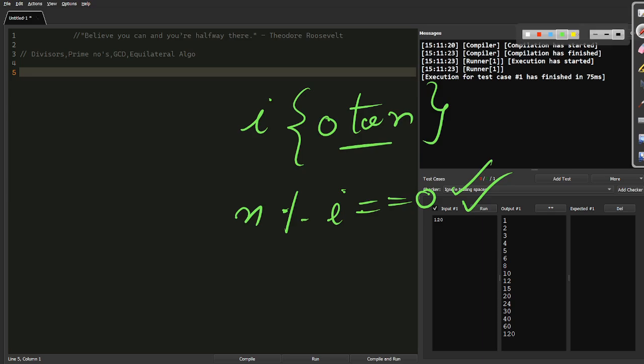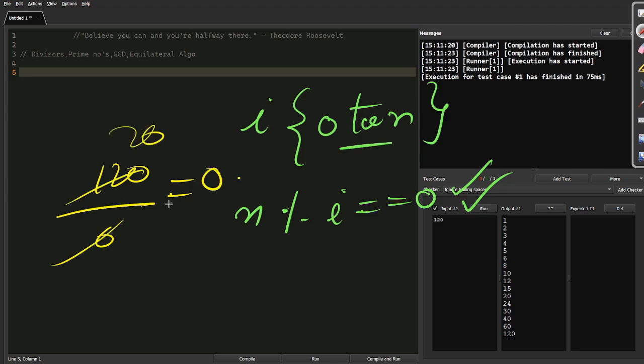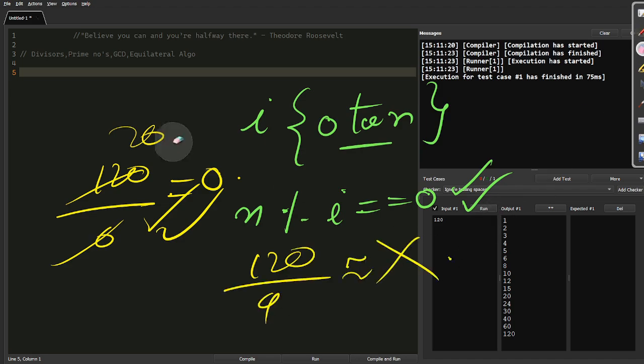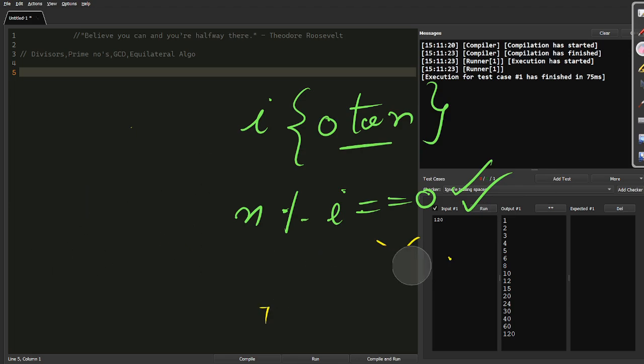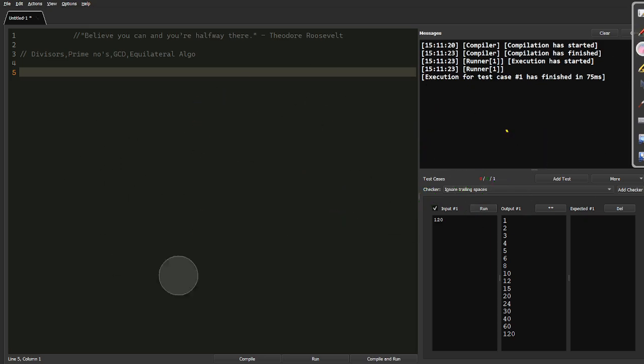How? I'll take a test case for this. I'll take 120 divided by 6. Does this give me a remainder of 0? Yes, it gives me a remainder of 0, so I can conclude that the number is a divisor. I take 120 divided by 9. Does this give me a remainder of 0? No, it does not, and thus I can conclude that the number is not a divisor of 120. So this is the only thing that you need to follow for finding the divisors of a number. So I'll write the code here.